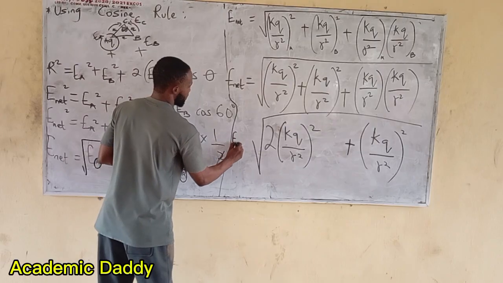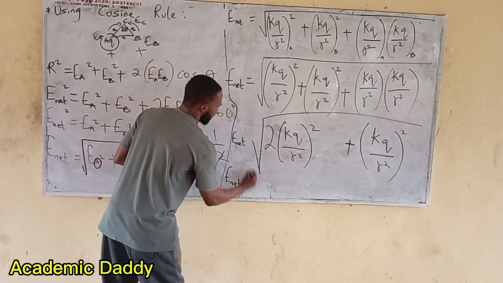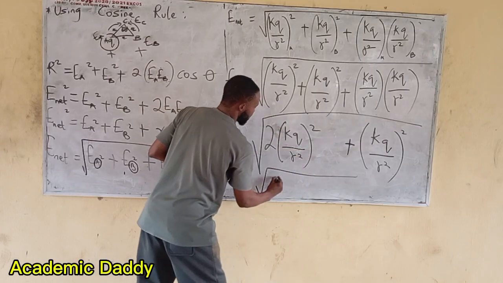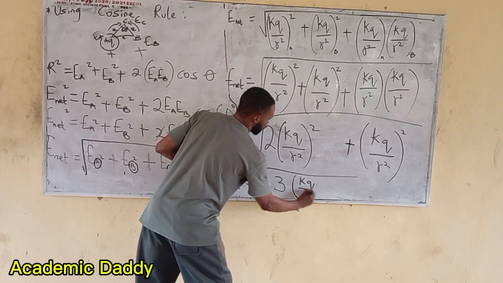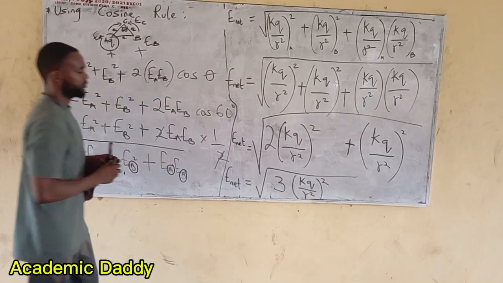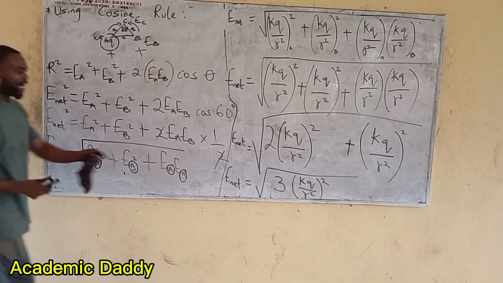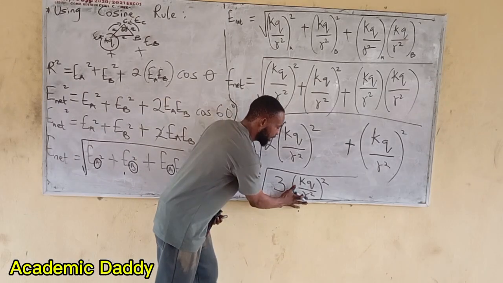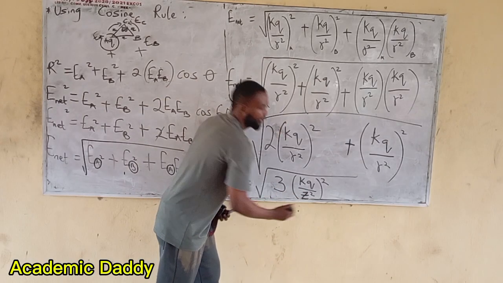That means E net now will be equal to the root of this plus this, which will be 3 of it, all KQ over R squared, all squared. So at this junction, we remember that the R squared that we are using here is because of the formula. We can now go back here and replace this R with Z.